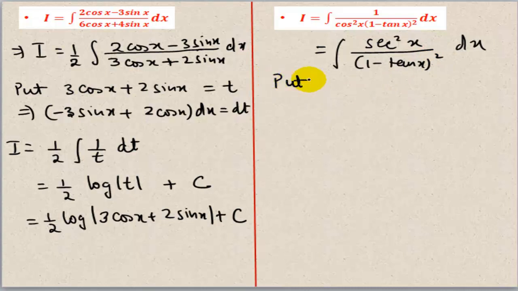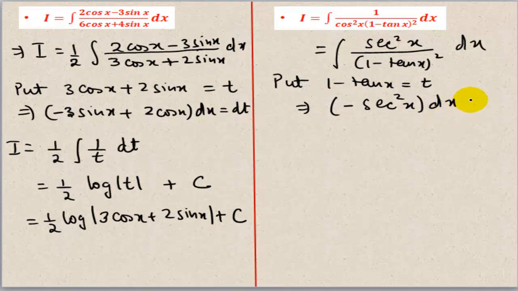So if I put 1 minus tan x as t, what will be its derivative? Derivative of 1 is 0, then minus that of tan x will be sec square x, and for x it will be dx over dt, which we can write as dx only, and the dt can be shifted to the right hand side because derivative of t is 1. So we can see minus sec square x dx is equal to dt. Let us get rid of this negative sign. We can even write it as sec square x dx is equal to minus dt.